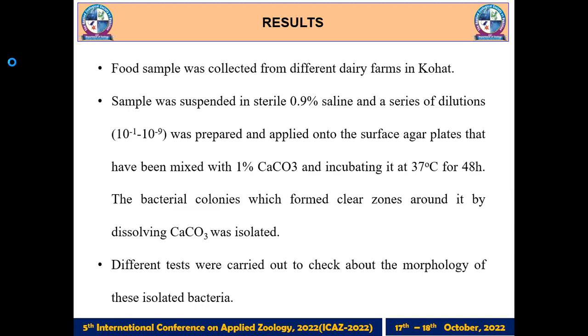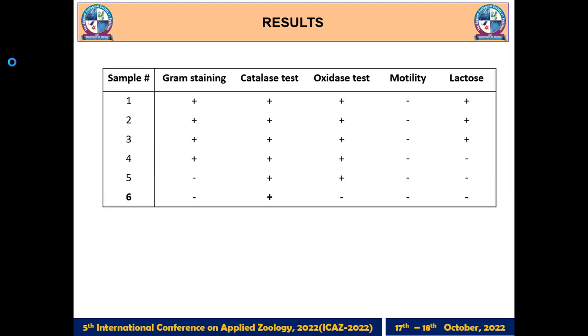The next step is that different tests were carried out to check the morphology of these isolated bacteria. So here are the results of the morphological and biochemical analysis. When the bacteria were analyzed by Gram staining, six different bacteria were isolated; four were Gram positive, and two strains were Gram negative. All bacterial strains were positive for the catalase test, five isolates were positive for the oxidase test, and one was negative. Motility of all isolates was negative, while only three isolates were positive for lactose fermentation, and three were negative for lactose fermentation.